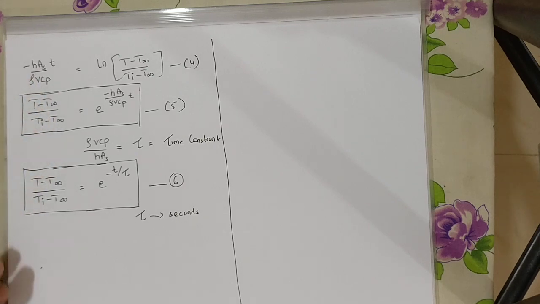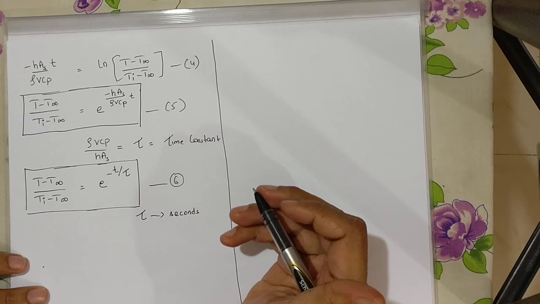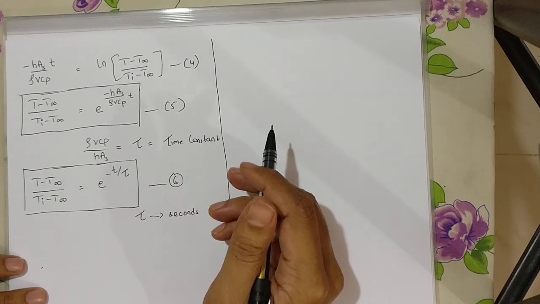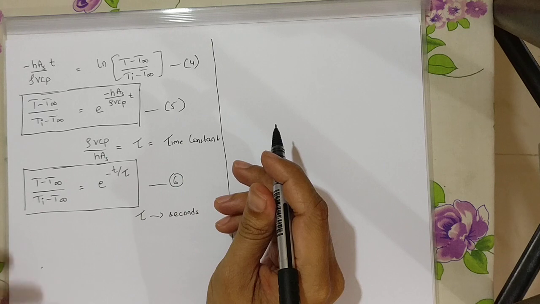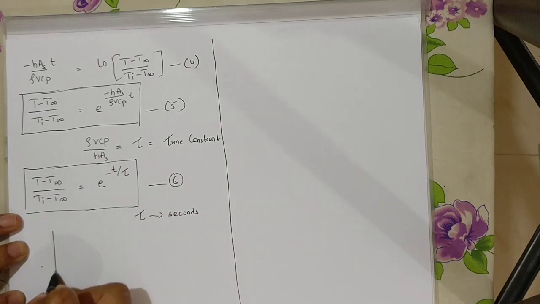Now, how is it helpful? What are the uses of this? Why are we using it? Why are we giving a new name to this, tau, as the time constant? Because this has very great significance. So for that, let me do something. Let me draw a graph of this analysis.